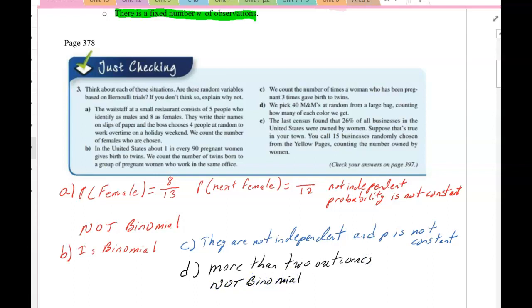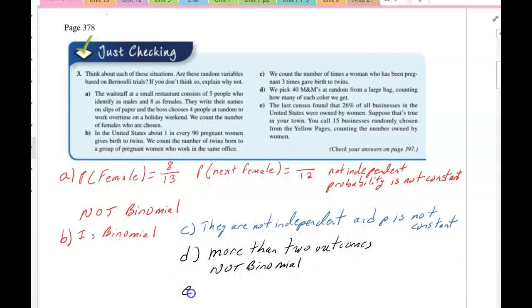And then the last question, letter E. The last census found that 26% of all businesses in the United States were owned by women. Suppose that's true for your town. You call 15 businesses randomly from the yellow pages, counting the number owned by women. So there are two outcomes. Either they're owned by women or not owned by women. So there's definitely two outcomes.